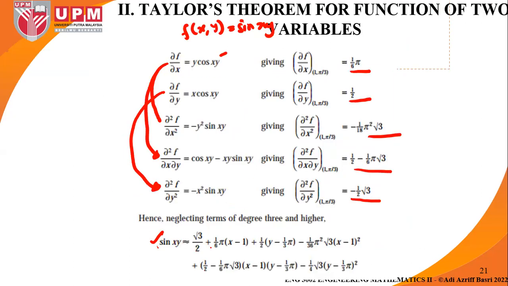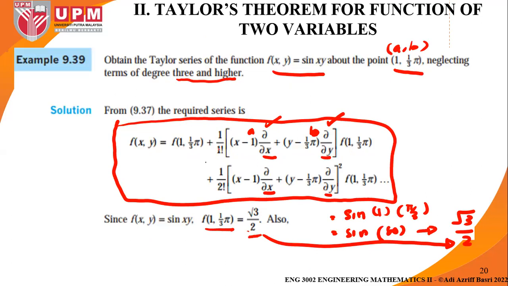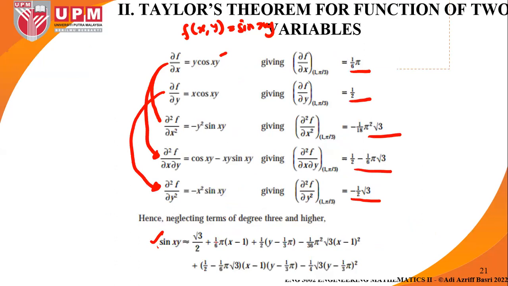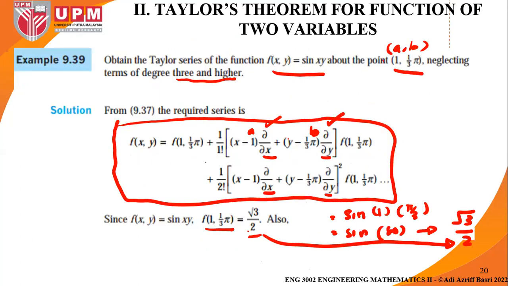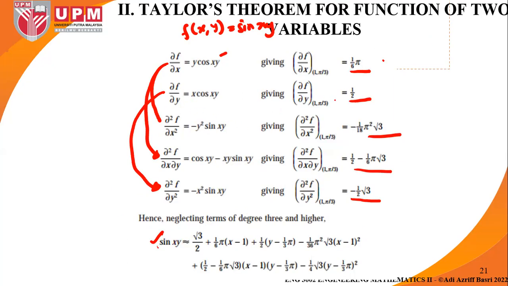Plus, the second one, you see 1 factorial is 1, so x minus 1 times the first derivative in terms of x. So what happened here? 1 to the power of 1 factorial will be 1 times del f over del x, which is 1 over 6 pi, we take from here, times x minus 1. Then we have the second one, y minus pi over 3 times del over del y. So what is del over del y? Del over del y is 1 over 2, times y minus pi over 3.